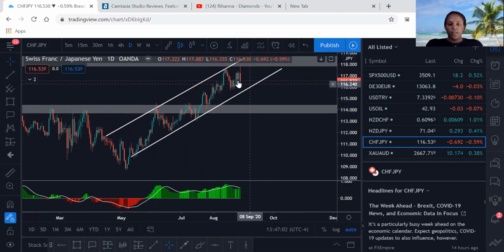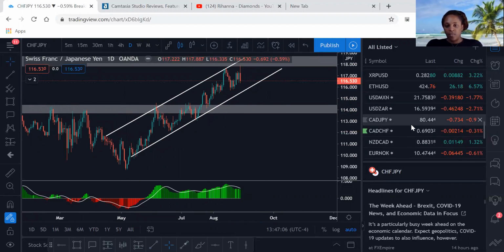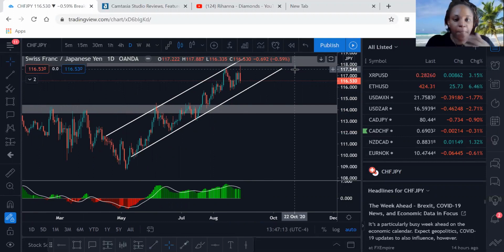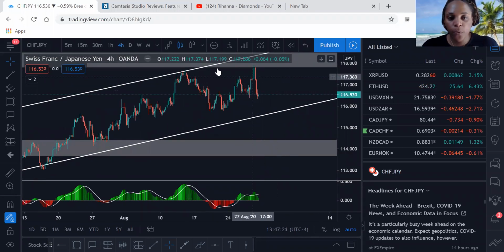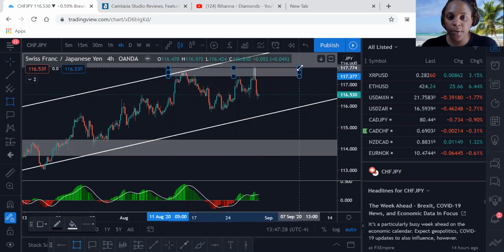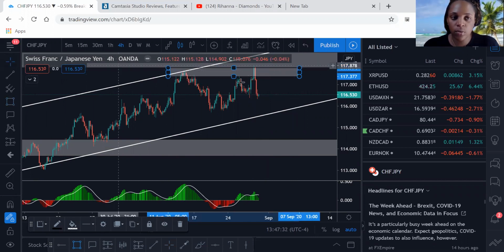Now, when we have a channel like this, similarly to CalChef, we're looking for a resistance to stop the channel, to basically end the channel. So we're looking for a resistance. And when we come down to the 4-hour time frame, we can start to see how we're having a resistance happening here, which is still around our weekly resistance zone.